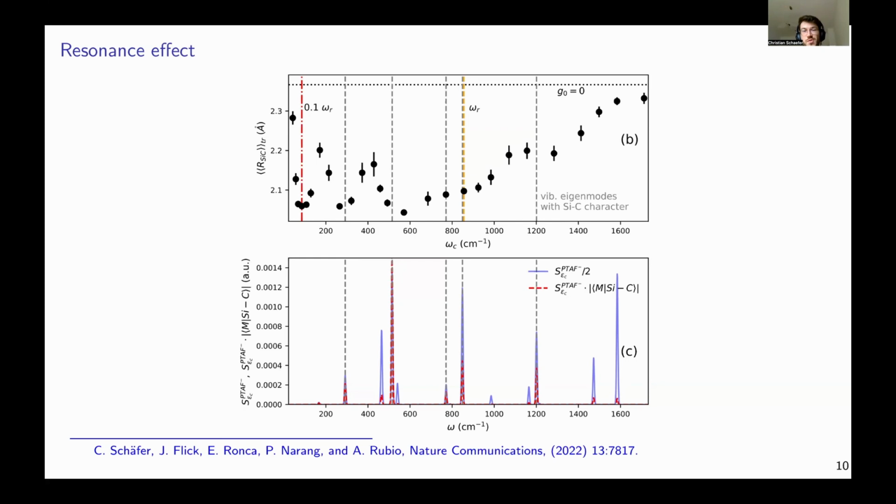So you want to have a strong coupling between light and matter, but you also want to have that the mode that you couple to is really relevant for the reaction. So that's why you have this combination that seems to be very dominant here in the effect.